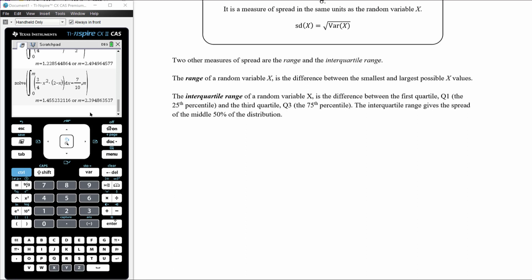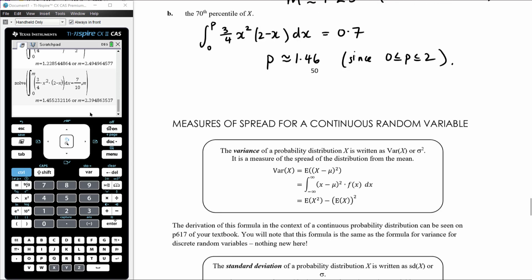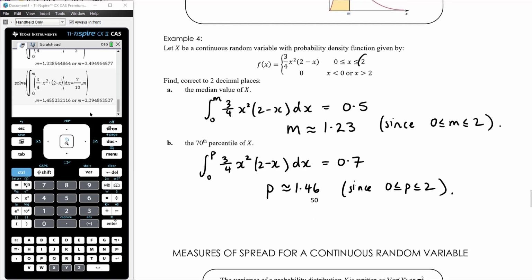Other measures of spread would be the range and the interquartile range. The range is simply the difference between the smallest and largest possible values, so maximum value minus minimum value. We're going to see that just by looking at the domain. What's the biggest possible value of x we can get minus the smallest possible value of x we can get. If we think about this previous example, the maximum possible value of x is 2 and the minimum possible value of x is 0, so that range would be 2 minus 0.